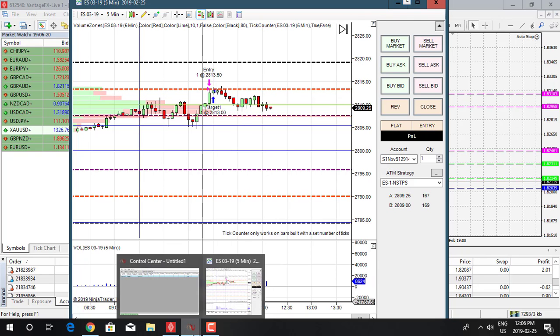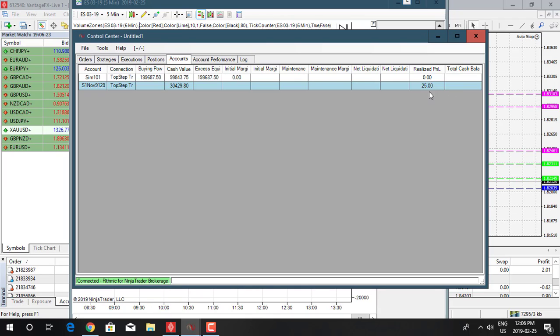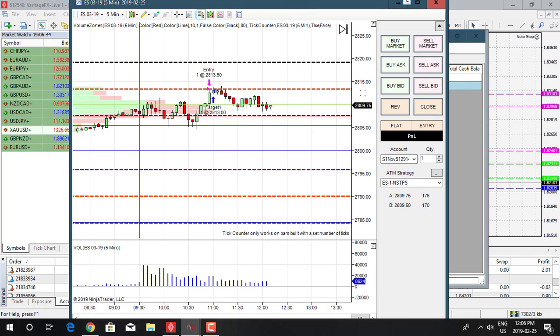That's equivalent to a gross profit of about 25 bucks, because each tick has a dollar value of about $12.50. So 2 ticks is about $25. After commissions, it'll probably be around 23 bucks or something. In any case, this is actually my combine. For those that don't know, I'm trading the Top Step Traders combine to get funded for the ES futures.